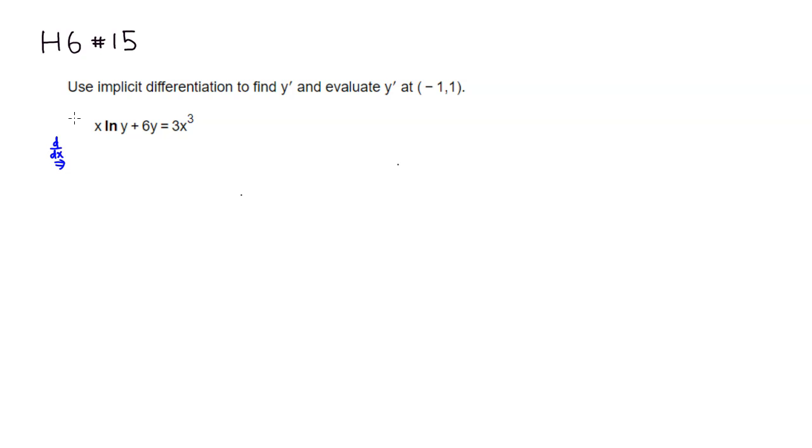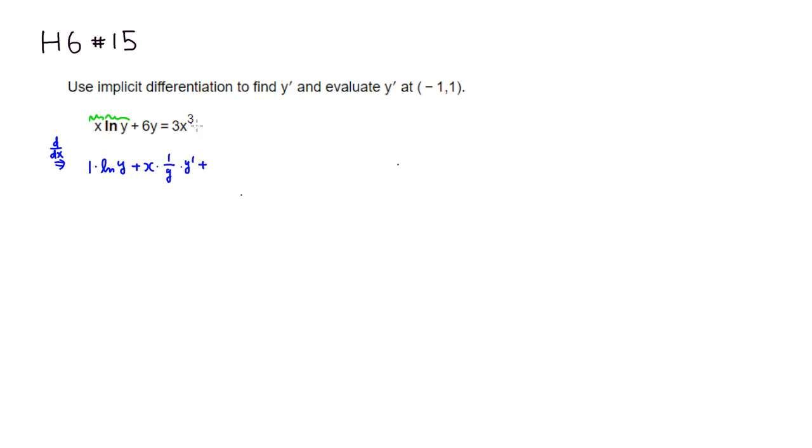We have a product between x and the natural log of y, so we're going to use the product rule. The derivative of x is 1 times the second guy, which is natural log of y, plus the first guy, x, times the derivative of natural log of y, which would be y prime over y. It's 1 over y, but you have to multiply by y prime, or dy over dx. So this is basically a chain rule.